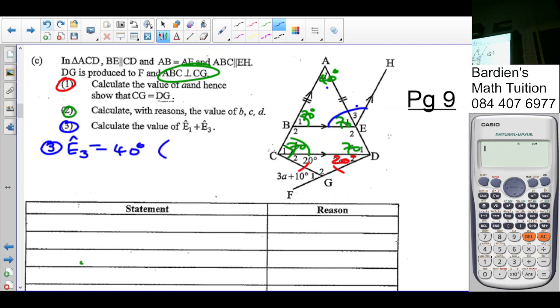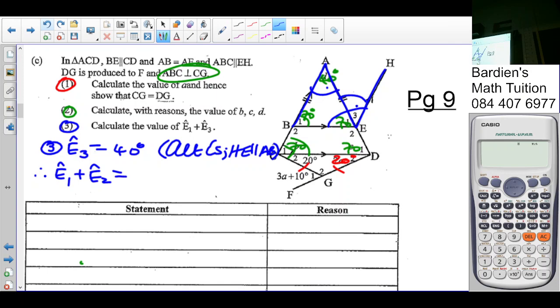Why? As you can see, these are alternate angles. Okay? Alternate angles with HE being parallel to AB or AC or BC. Okay? So therefore, E1 plus angle E2 is equal to, what's the size of E1? 70 plus 40, which is 120. No reason required. Okay. As I indicated, there's a lot of marks on this.